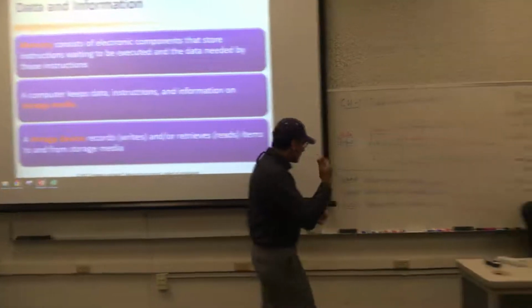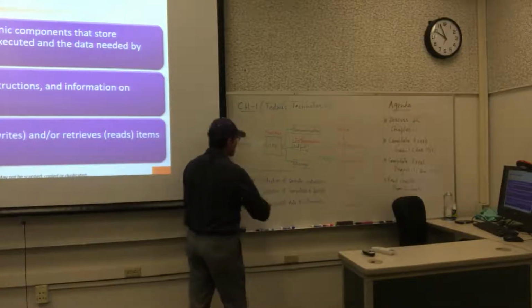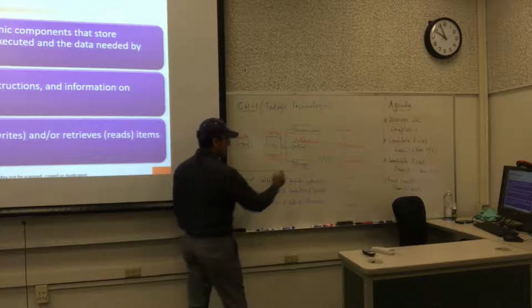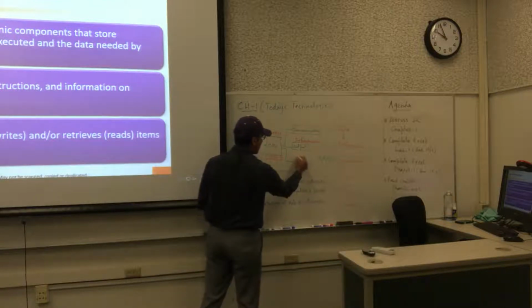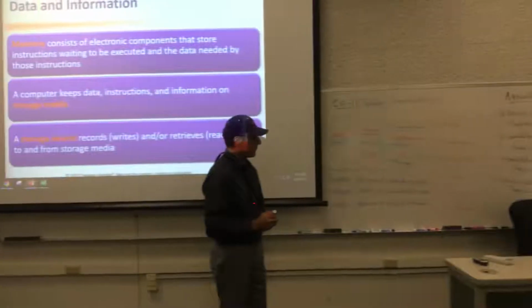So if you want to visualize it, the memory will be right next to the CPU. It's not inside the CPU, it's right next to the CPU. This is your RAM, very close, so it's faster. The storage, your hard drive, is slightly away from the CPU.